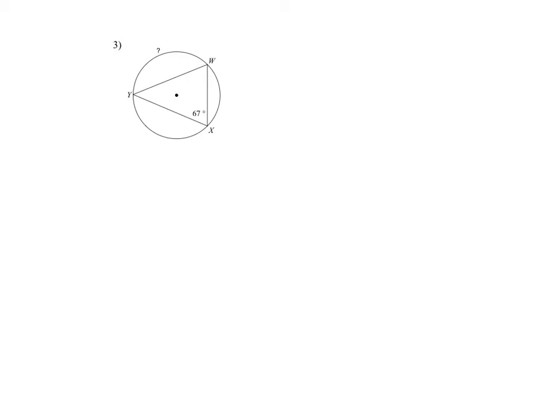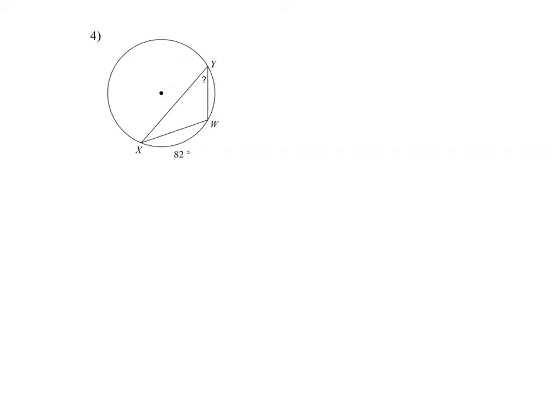Next one again, looking for the measure of JW. So that means that it's 2 times 67. So in this case, it's 134 degrees. Now again, angle J intersects arc XW. So that means that the measure of angle J is half of 82. So 82 divided by 2, so it's 41 degrees.